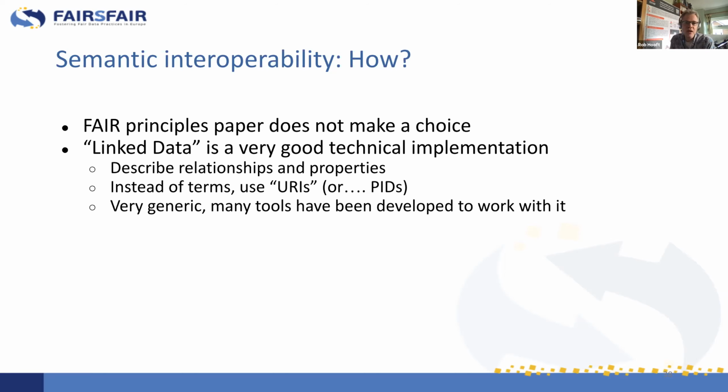And it's based on the fact that all data can be described in the form of relationships and properties, so that you don't just use terms and then misunderstand terms in two ways. Either you use a different term for the same thing, or you use the same term for two different things, but in linked data, you use URIs and you make sure that everybody understands the same URI in the same way. And it is also highly generic. So many tools are working with any kind of linked data. And so we can really benefit from the multiplication of purposes.